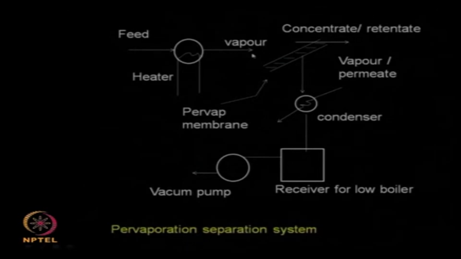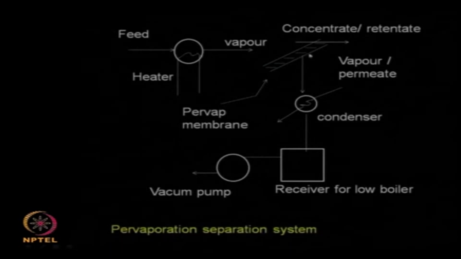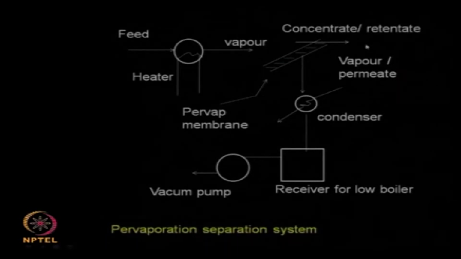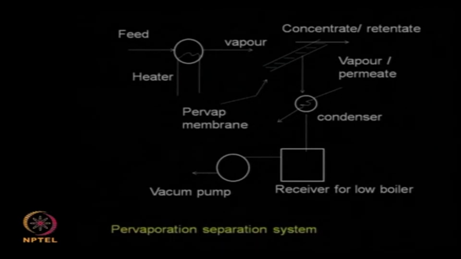Once the feed is vaporized, it gets dissolved inside the membrane, and then there is a diffusion taking place, and on the other side the vapor comes out and gets condensed into the liquid. Now there is a driving force here. You are using a vacuum so that the vapor travels through the membrane. So you can use pervaporation for concentrating fruit juices, for concentrating even say ethanol to almost 100%, and removal of solvents and so on.